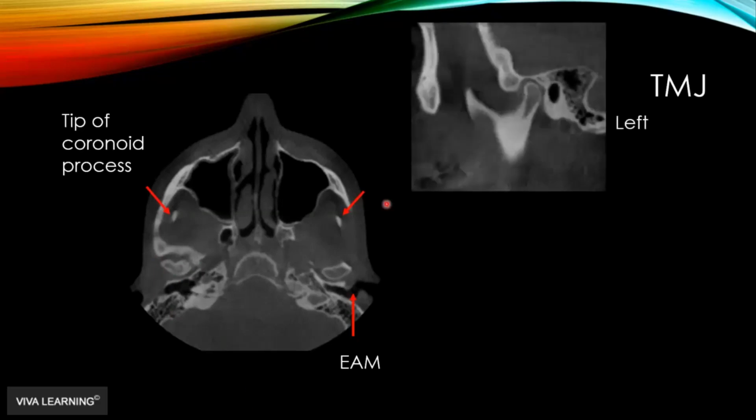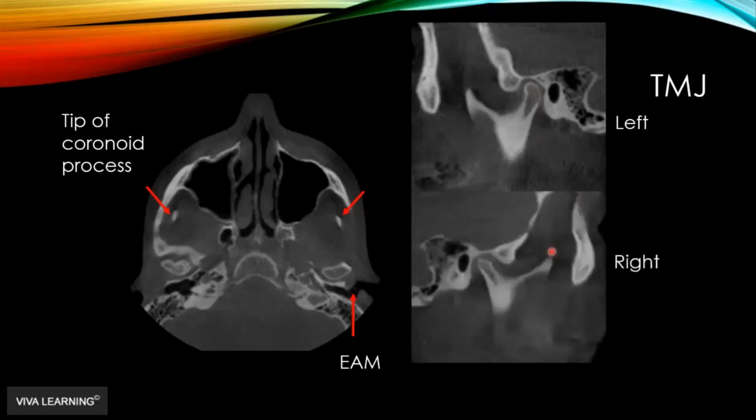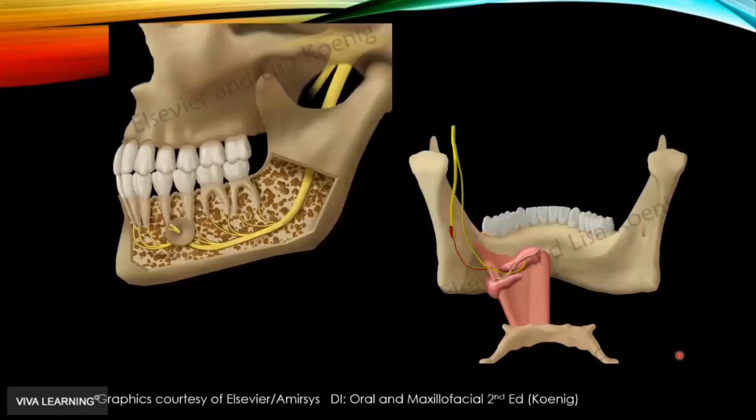So if we look at a sagittal view here, you can see our external auditory meatus, glenoid fossa, articular eminence, nice smooth border to the head of the condyle, nicely corticated, nicely positioned. This is a beautiful temporomandibular joint. And on the right side, we see this very, very flattened temporomandibular joint, head of the condyle. And so this was degenerative joint disease on the right.